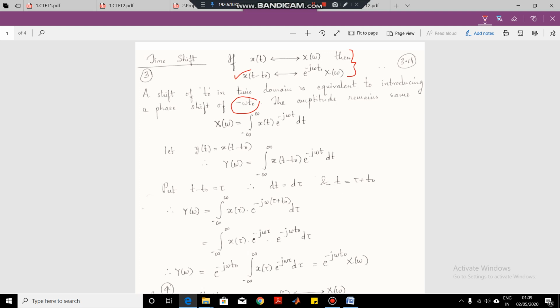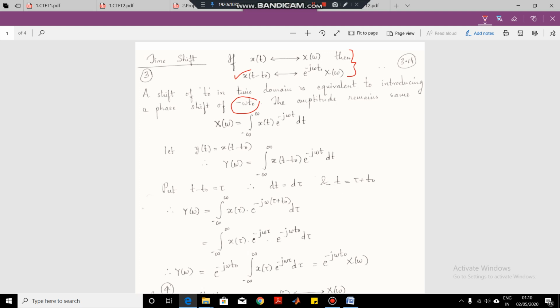So what change occurs to the frequency content of the signal? Their phase changes. Okay, so this is how you have to remember. Shifting in the time domain leads to phase shift in the frequency domain. So time shifting in the time domain leads to phase shifting in the frequency domain. This is how we can remember this.